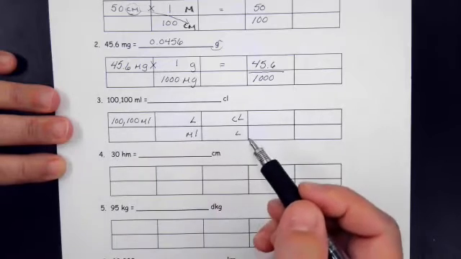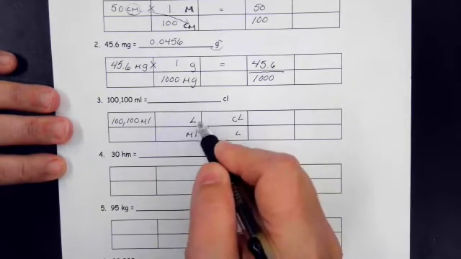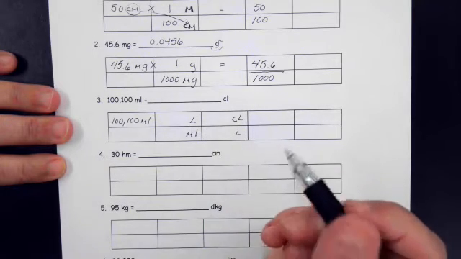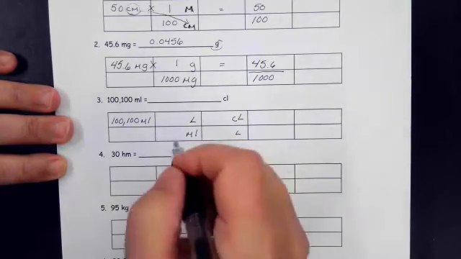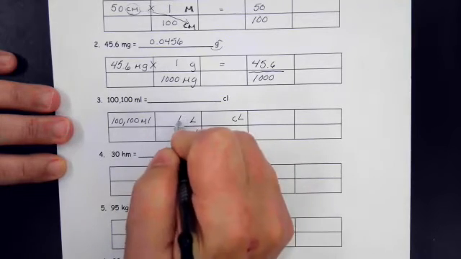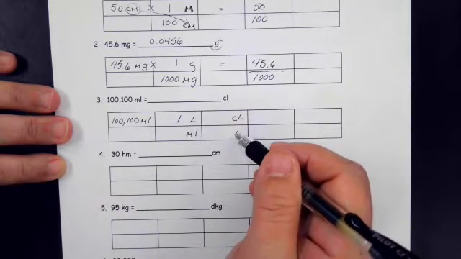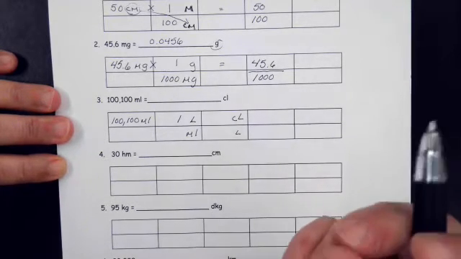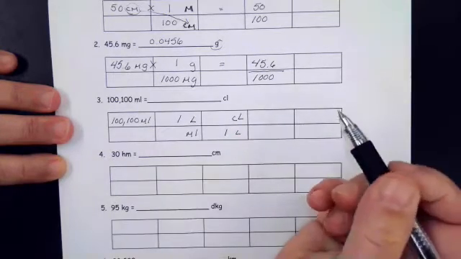Okay, so we got the units all set up. Now we just need to sprinkle some numbers around here. So we have liters and milliliters. Which one is bigger, milliliter or liter? Milli, the prefix ends in I, so it's going to be less than the basic unit, so liters must be larger. Which is bigger, a centiliter or a liter? Centi is less than 1, so the liter must be larger.